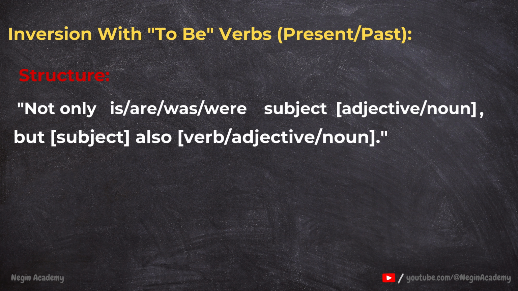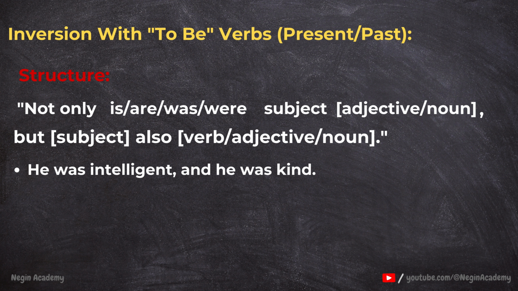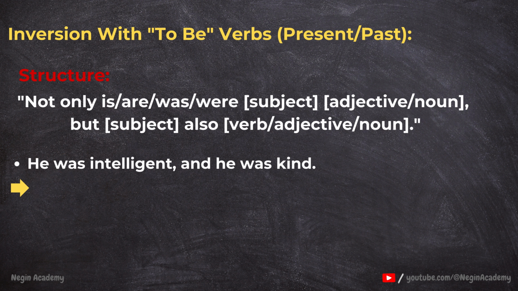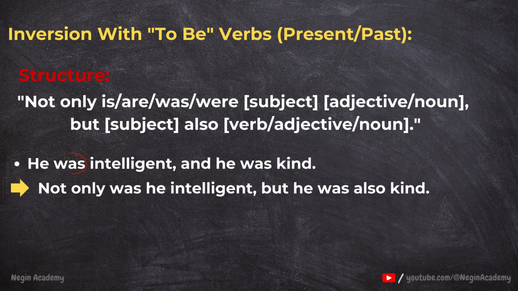Super easy. Let's look at an example. He was intelligent and he was kind. Here we have two related points, intelligent and kind, and the order is normal, subject plus to be verb. We are going to invert this sentence. Put not only at the beginning of the sentence, not only was he intelligent, but he was also kind.